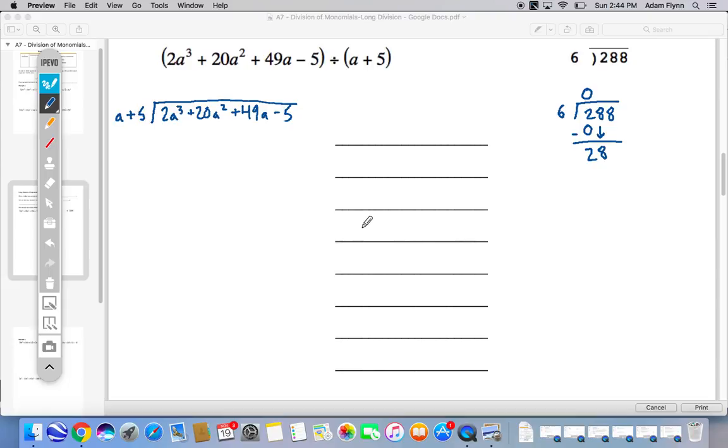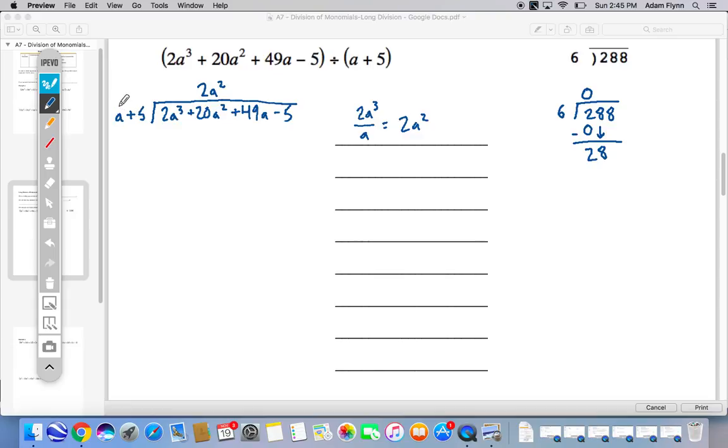So I'll do the same exact thing over here. I will take a look at this term right here, my linear term. So what is 2a cubed divided by a? Or, how you can look at this, what does a need to be multiplied by in order to get 2a cubed? So let me just write that right here. We have 2a cubed divided by a. So we know that is 2a squared. So I'll write that right over my quadratic term right here. So 2a squared.